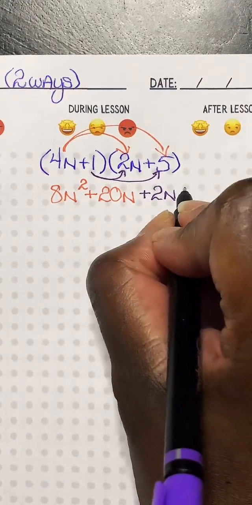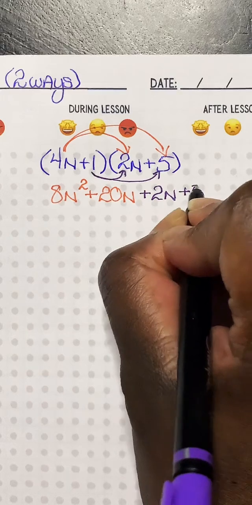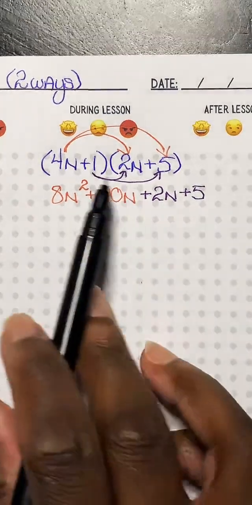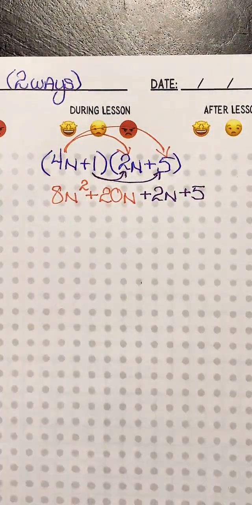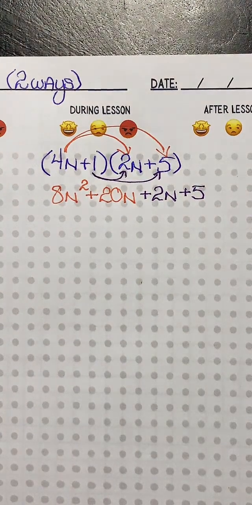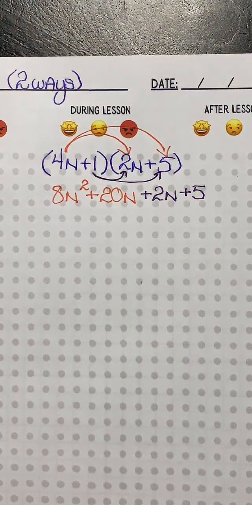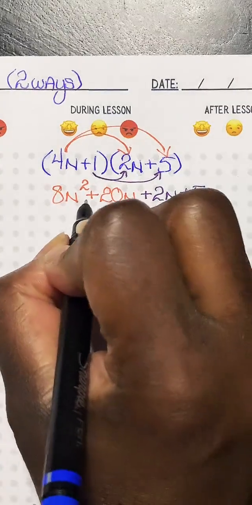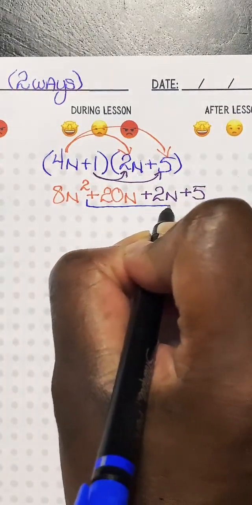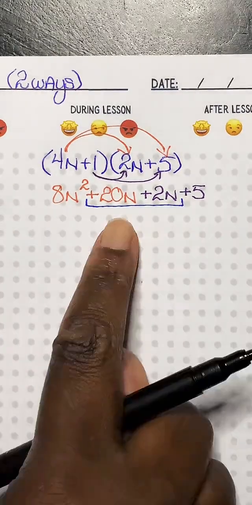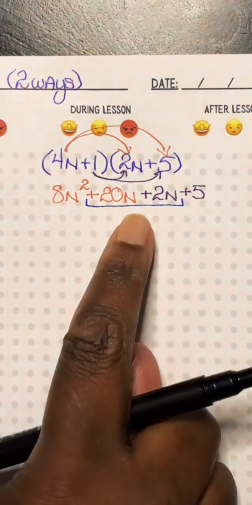And 1 times 5, that gives me a positive 5. Basically, 1 times anything is itself. So now, you should be able to identify what's happening right smack in the middle. Here's your like terms. Your like terms are always going to be in between.